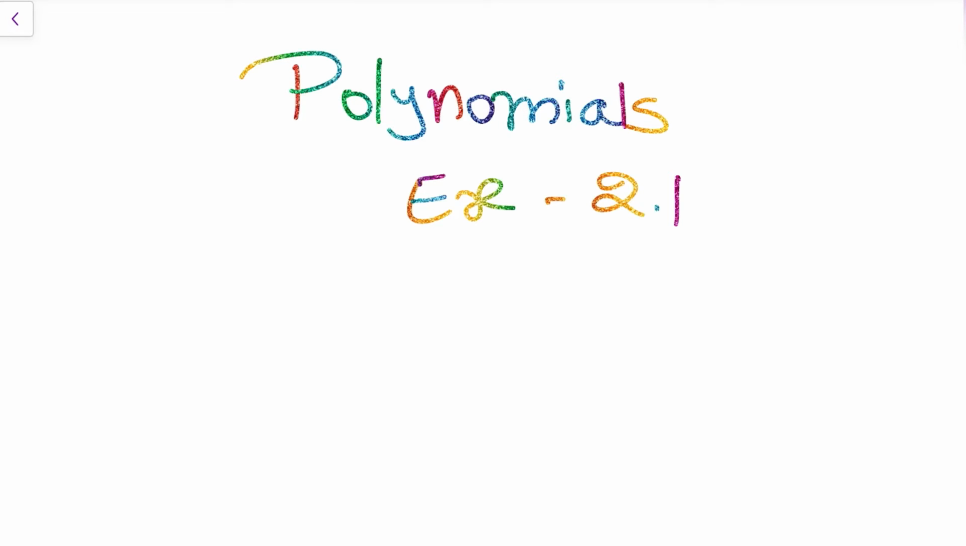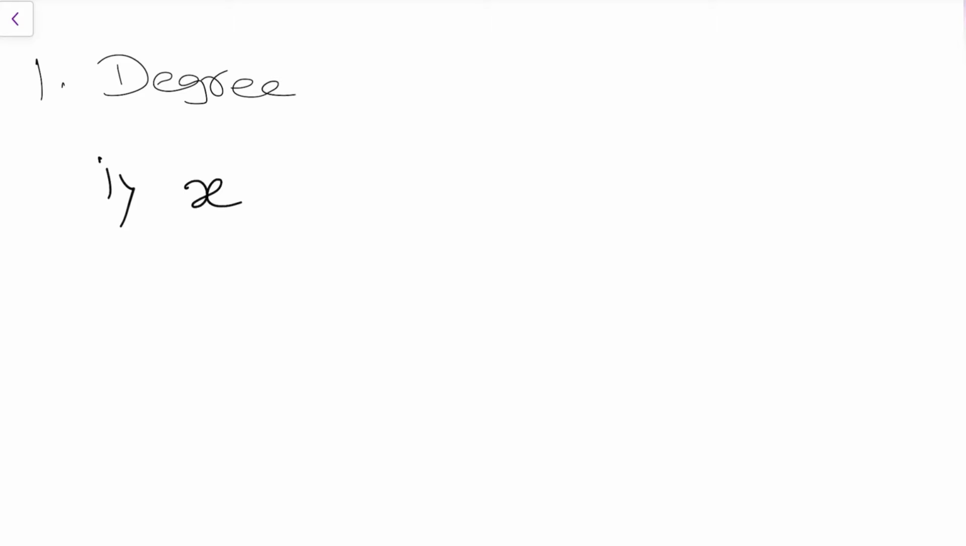In the first bit they gave finding the degree of the polynomials. So the first question is x power 5 minus x power 4 plus 3.